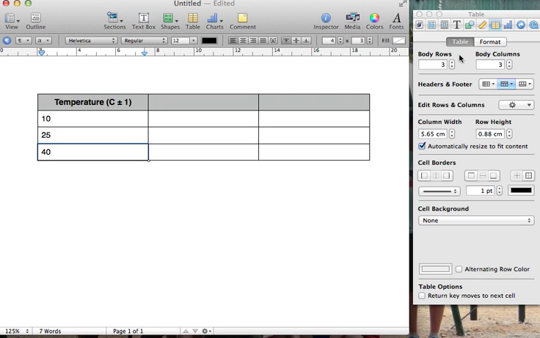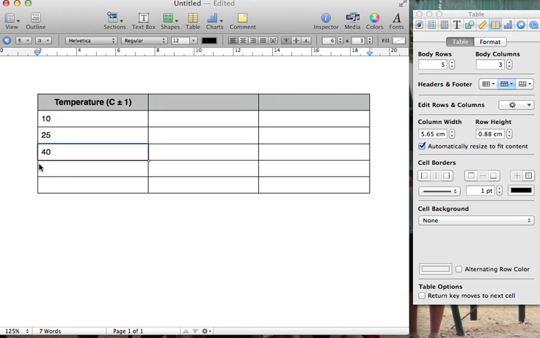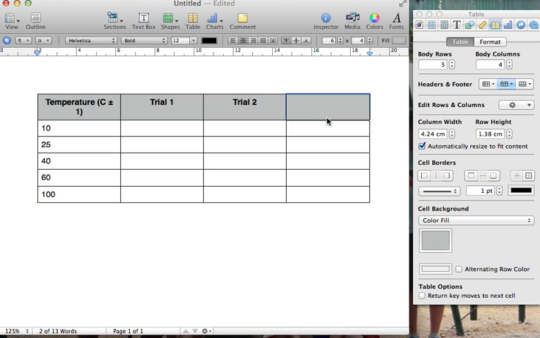I need some extra rows since I have 5 changes. Generally, we have 3 trials across the top. Dependent always goes across the top, but I need another column for that 3rd trial. And now I can insert my data.